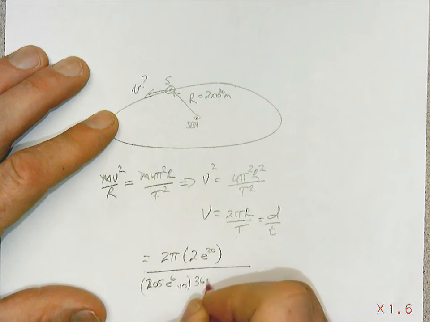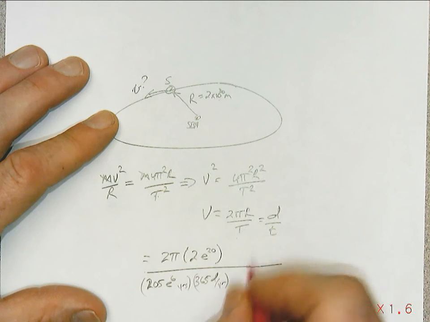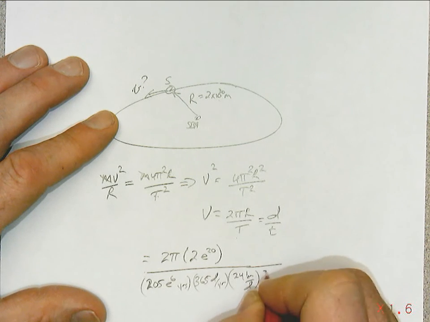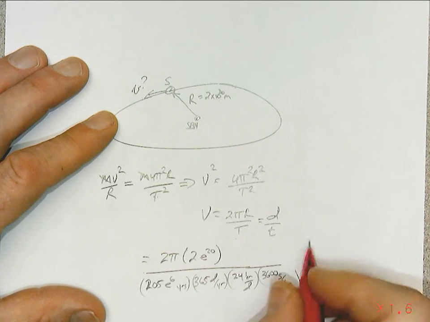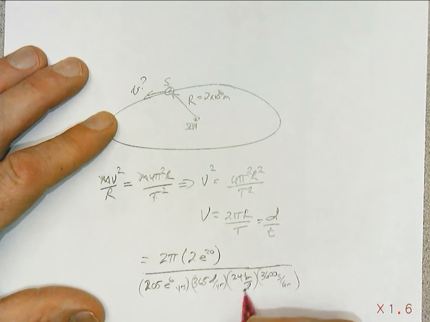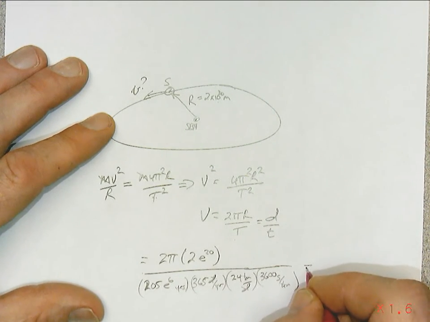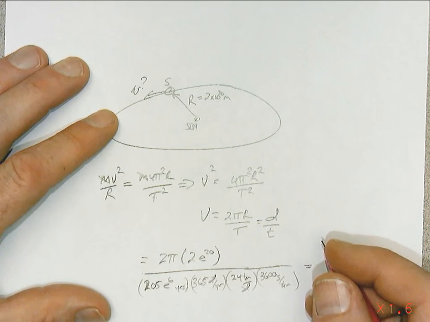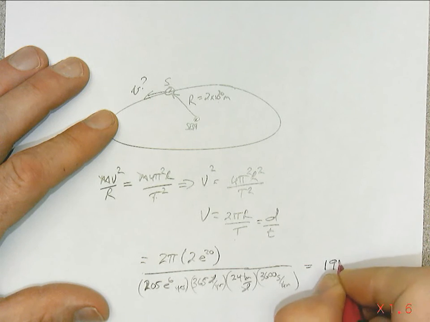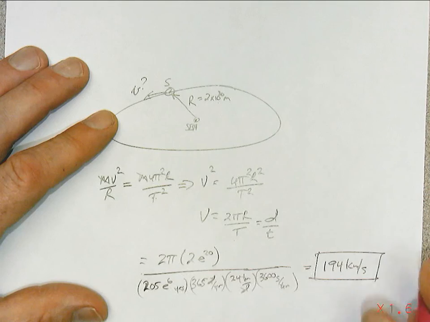So 365 days per year. Multiply that by 24 hours per day. Multiply that by 3,600 seconds per hour. Everything divides out. I mean, hours go away, days go away, years go away, and we end up with seconds. And for the values that I have here, you should get something like 194 kilometers per second. And there you go, folks.